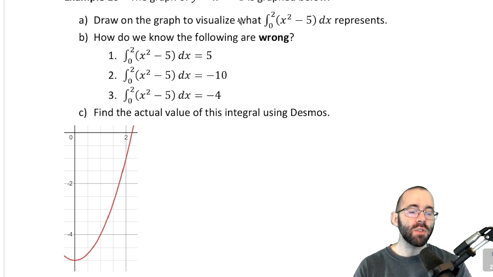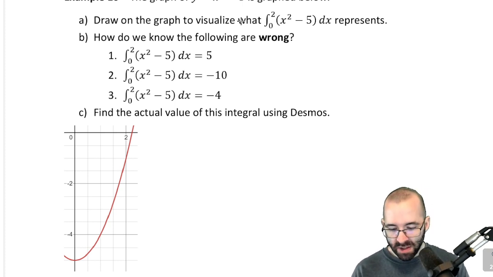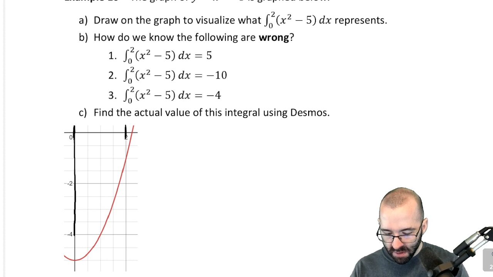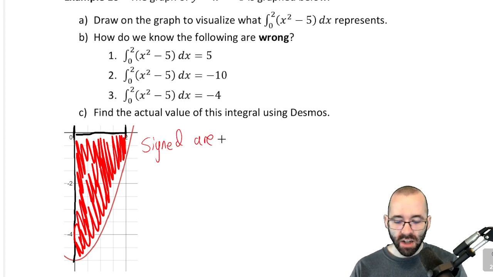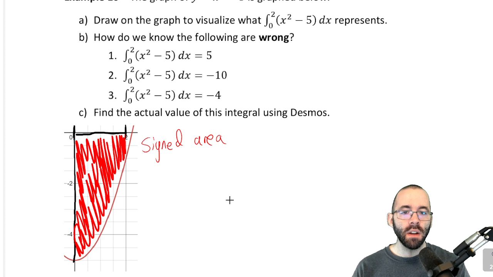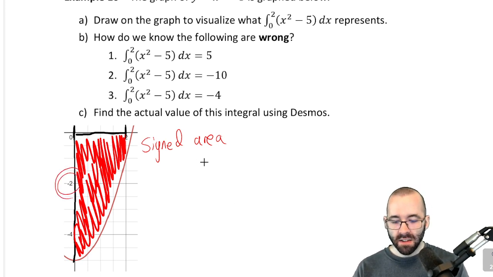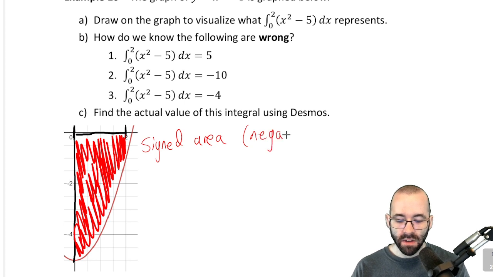So remember, definite integrals are signed area. So between 0 and 2, that's between x equals 0 and x equals 2, it's going to be the signed area of this region, like so. So it doesn't go all the way to the side, but it's going to be this area, and its signed area. Is it going to be positive or negative? Notice we're below the x-axis here. It's going to be negative.